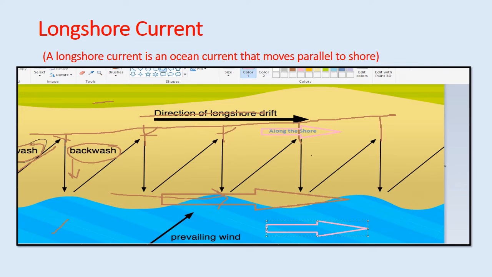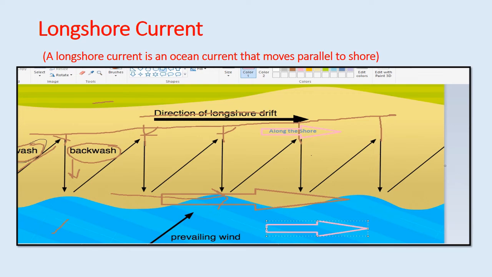Now, what is longshore drift? Longshore drift and littoral drift are both synonymous. Sometimes it happens when waves approach the beach at an angle, and the swash carries material up the beach, and the backwash moves the materials back to the sea.